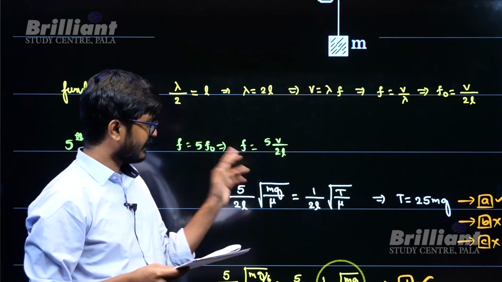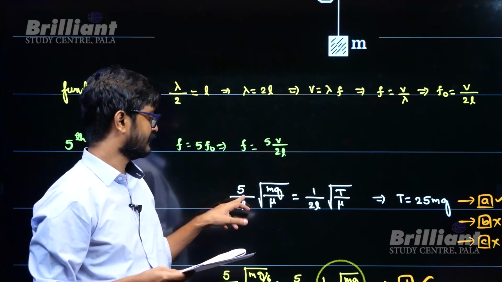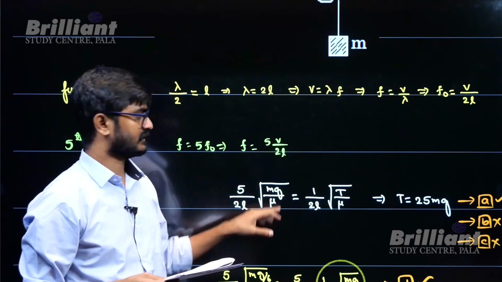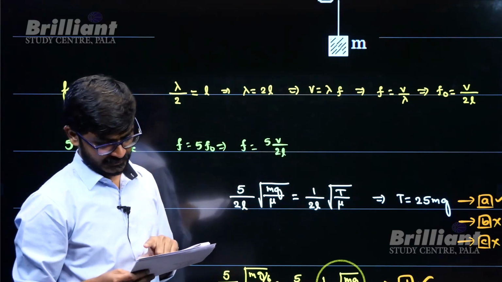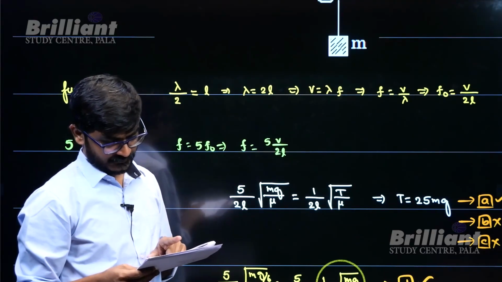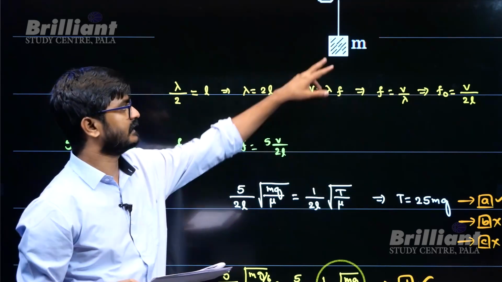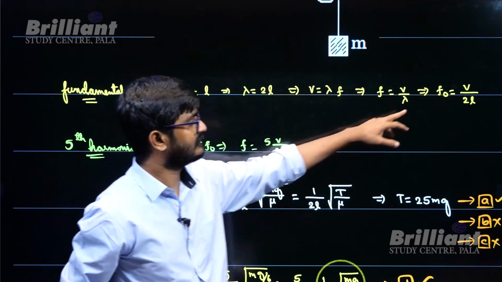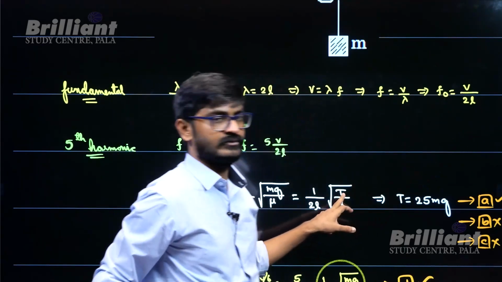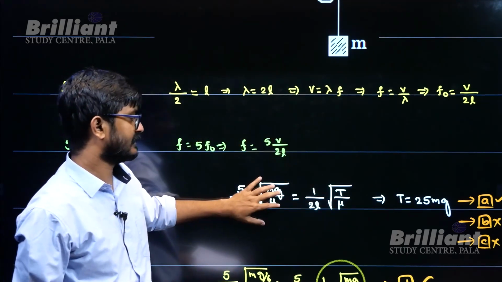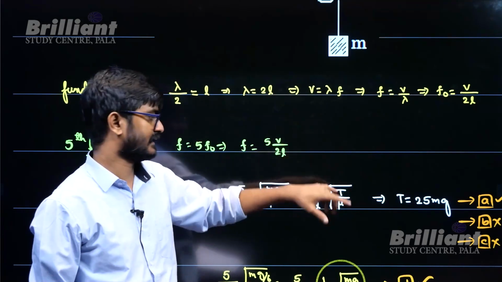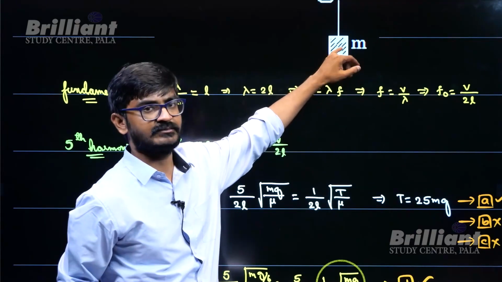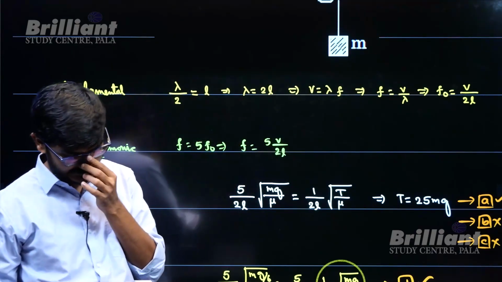Now the same frequency. This V is root of T by mu, root of mg by mu in the first case. The same frequency must be fundamental in some other case where we change the mass. Fundamental is V by 2L, V is root of T by mu. This frequency must be fundamental for some other tension. Now what must that tension be? The tension will be 25 mg, when the mass is 25 m. So option 1 is correct.